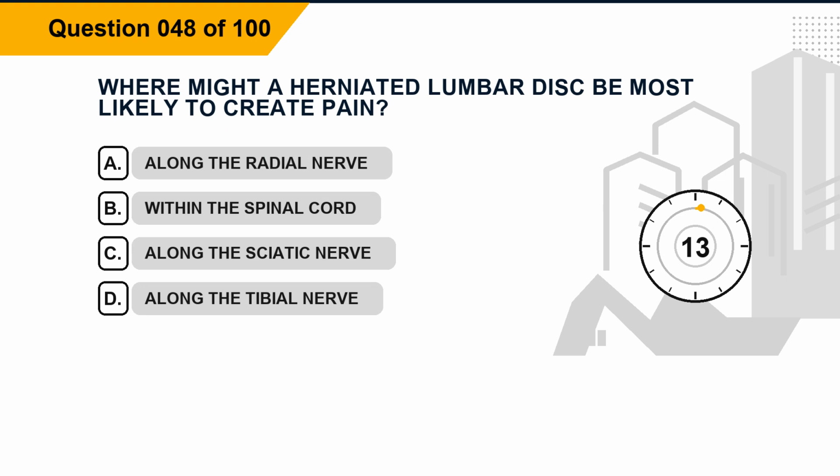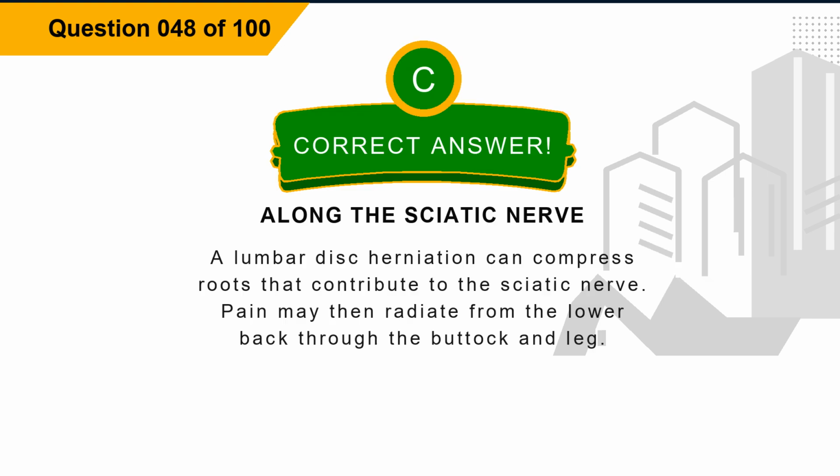Question 48. Where might a herniated lumbar disc be most likely to create pain? Option A, along the radial nerve. Option B, within the spinal cord. Option C, along the sciatic nerve. Option D, along the tibial nerve. The correct answer is option C, along the sciatic nerve. Explanation. A lumbar disc herniation can compress roots that contribute to the sciatic nerve. Pain may then radiate from the lower back through the buttock and leg.